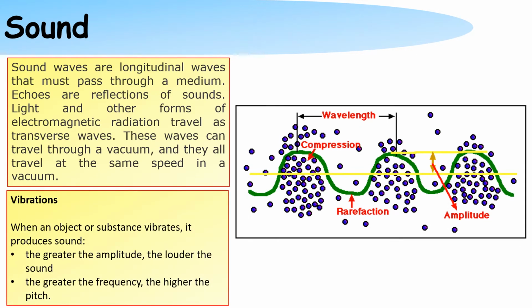Sound is dependent upon vibrations. When an object or substance vibrates, it produces sound. The greater the amplitude of the vibration, the louder the sound. The greater the frequency of the vibration, the higher the pitch. The diagram on the side shows how a compression wave passes through a medium to cause sound.